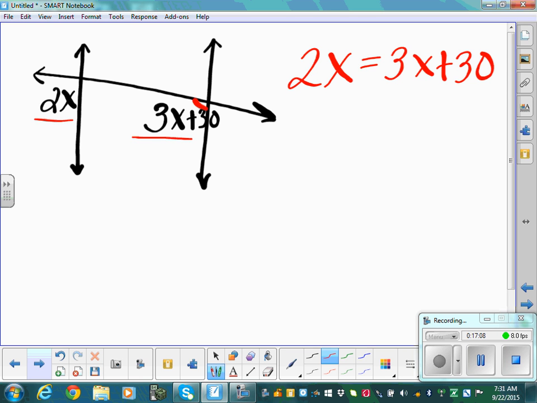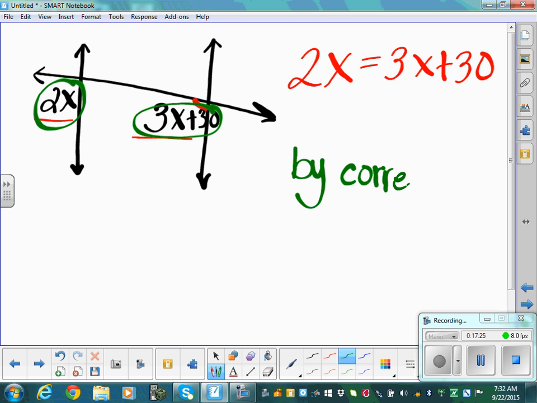They're corresponding angles. Does everybody see how they're on the same side of the transversal? It's on top of the parallel line and it's on top of the parallel line, or however you look at it. If you see them both on the bottom, then that's the same thing, right? So we would have to say on the test, by corresponding angles. That's all you have to put.